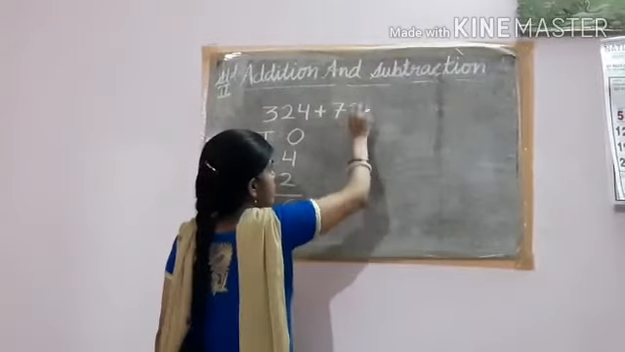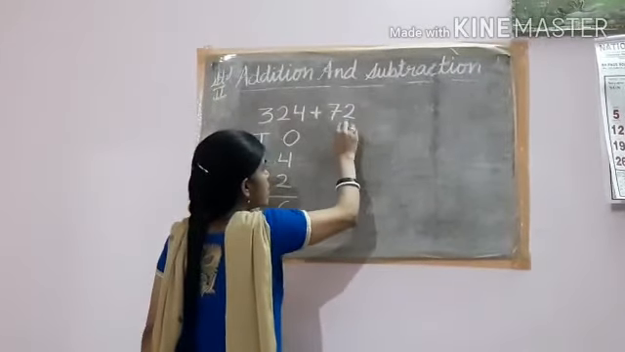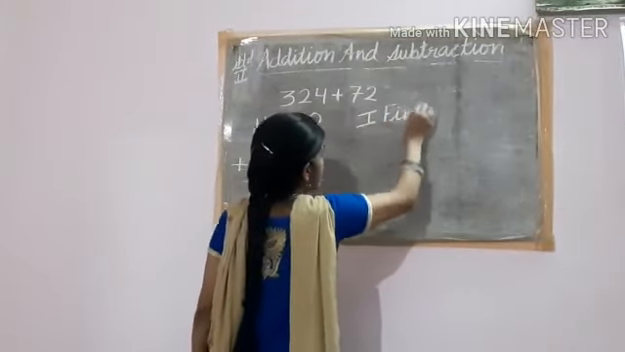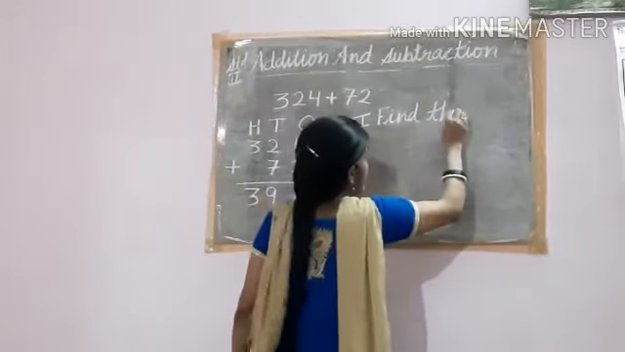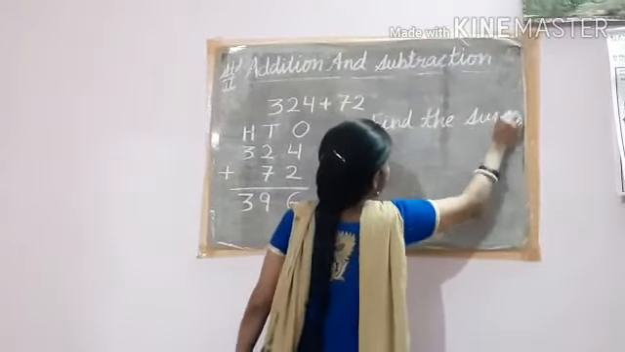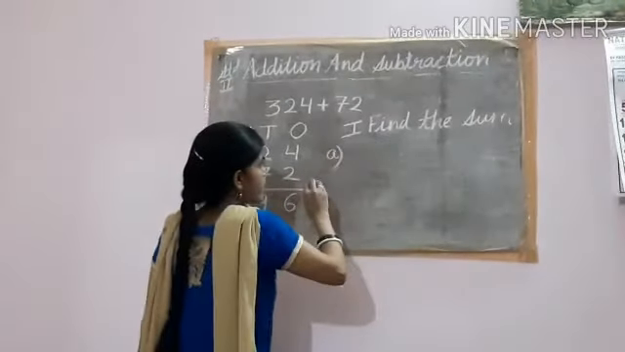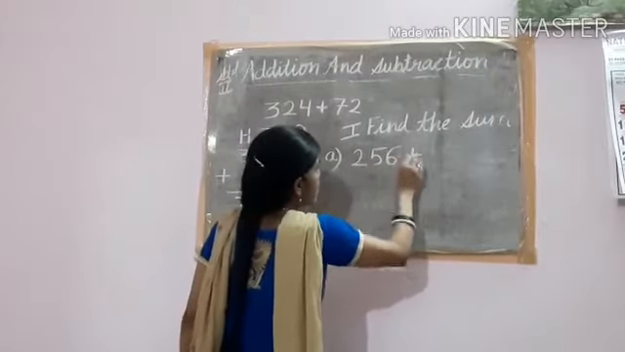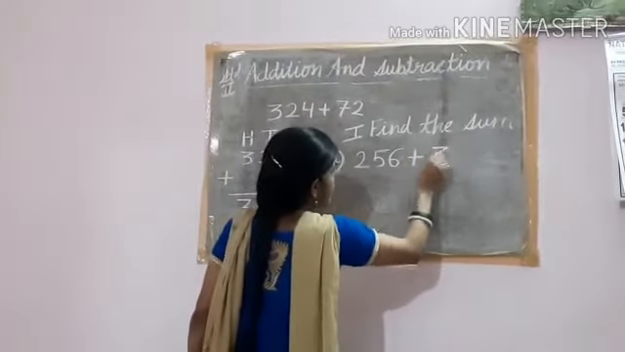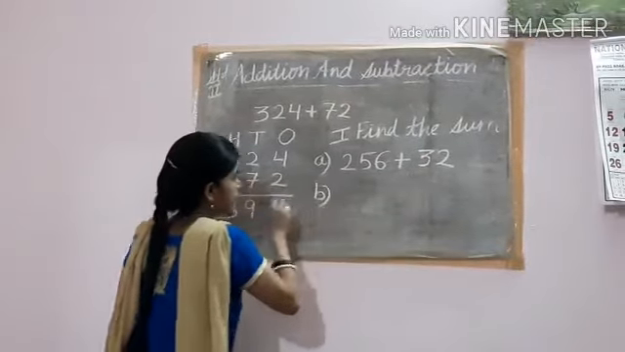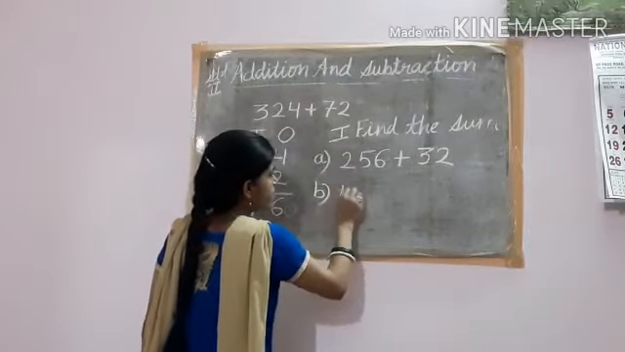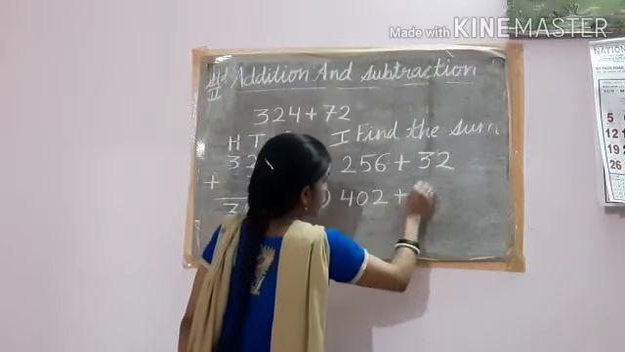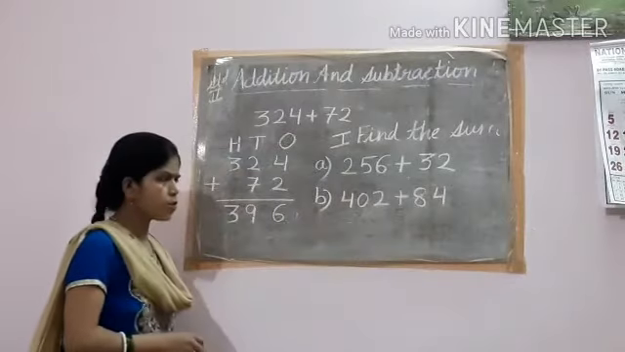Now I am giving you 2 questions that you will solve in your copy. The question is: find the sum. The first one is shown, and the second one is shown. You will solve them in your copy now.